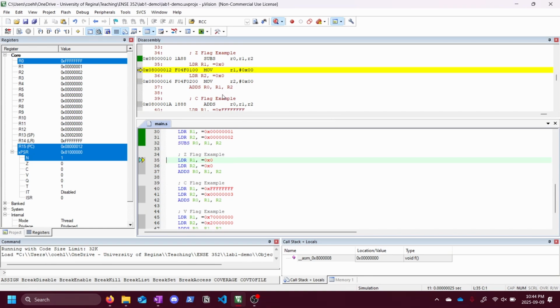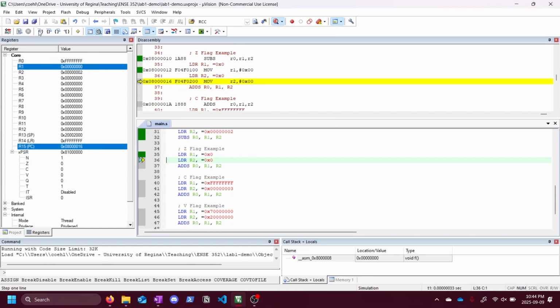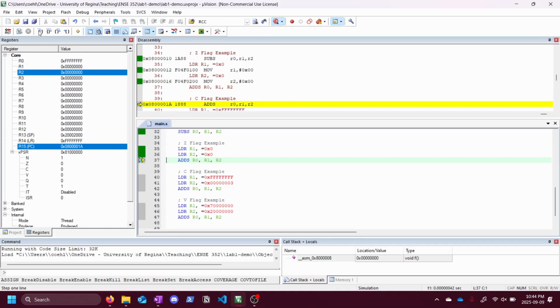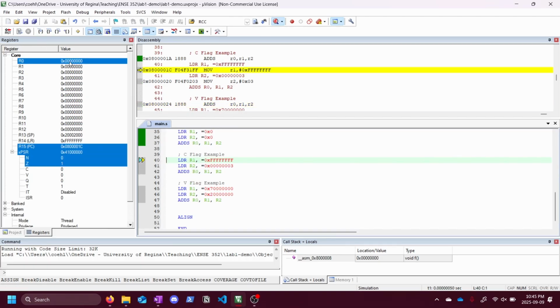Okay, moving on. We're going to do an example for the Z flag here. So that's the zero flag. I'm going to load into R1 a 0, load into R2 a 0. If I add 0 plus 0, we know the answer is going to be 0. That's going to get stored in R0, right? So when we do this, we'll see that happen. It becomes a 0. And we can also see that the zero flag is set. The zero flag will be set whenever your result is all zeros. It's probably the simplest flag that we're going to cover.